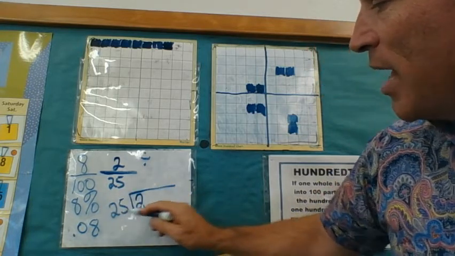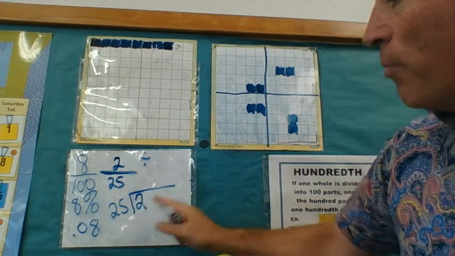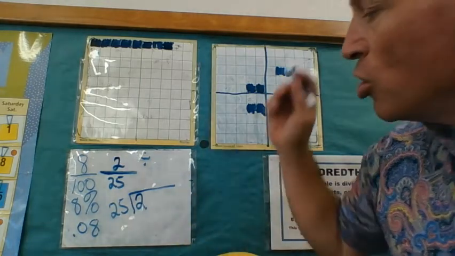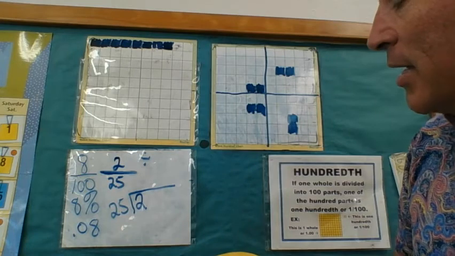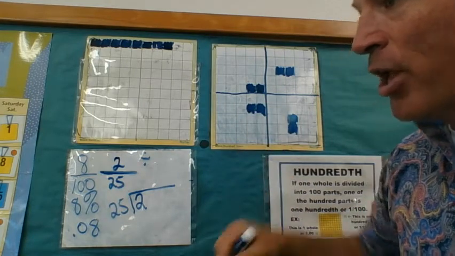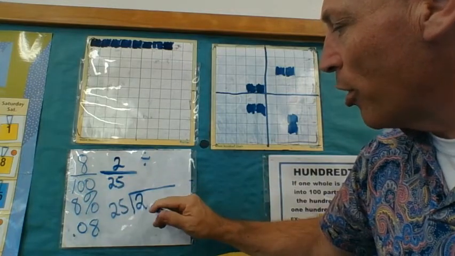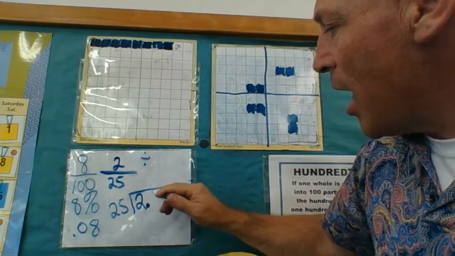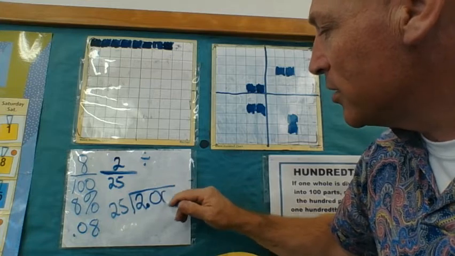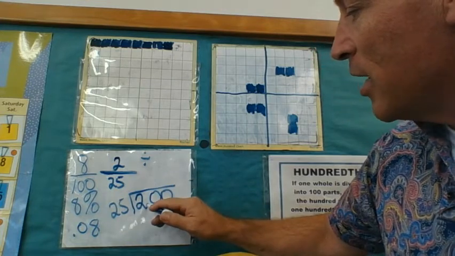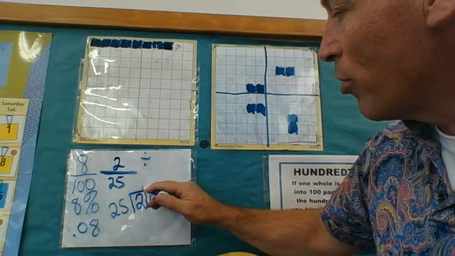Now 25 can't go into 2, but I told you if a number doesn't have a decimal point, you can always put a decimal point at the end. And that's how you break up a number into tenths or hundredths or thousandths. But for this, we're going to put our decimal point, and we are going to break it up into 100 pieces. And then the decimal point, when we're doing this, we just bring it straight up.